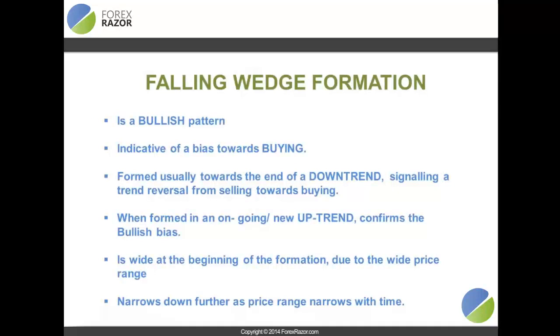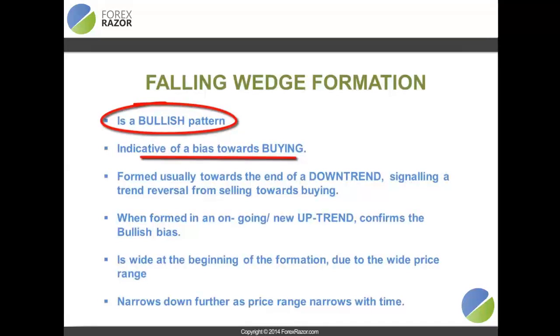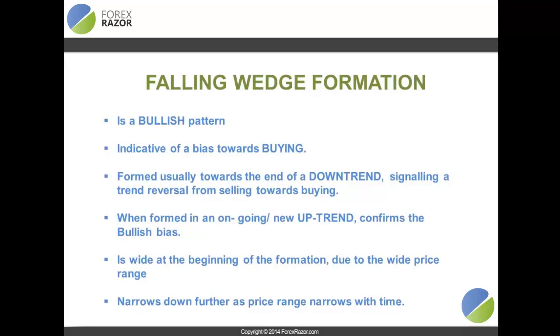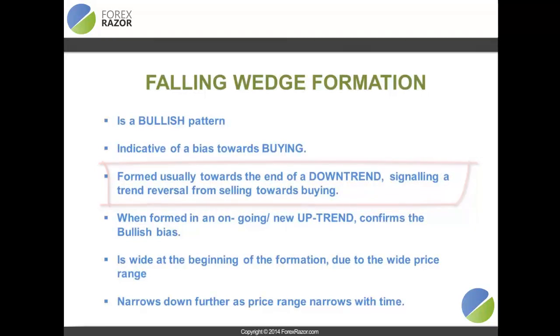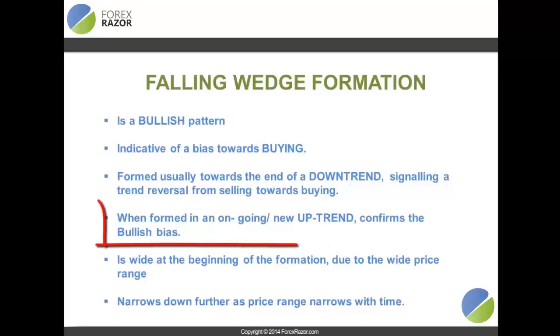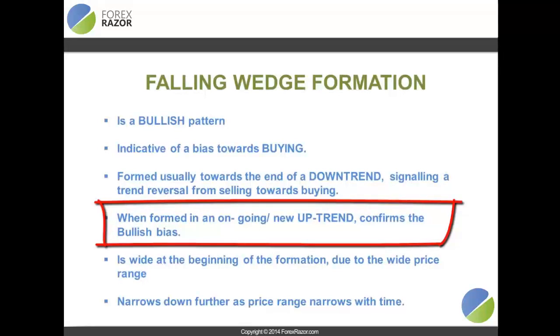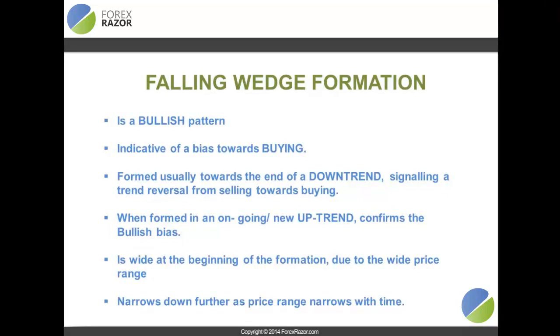Next, we have the falling wedge formation. A falling wedge is a bullish pattern indicative of a buying bias. These are usually formed towards the end of a downtrend or in continuation to an ongoing uptrend. When formed during a downtrend, it signals a trend reversal from selling towards buying, while when identified in an ongoing or a newly developed uptrend, this pattern confirms the bullish bias.